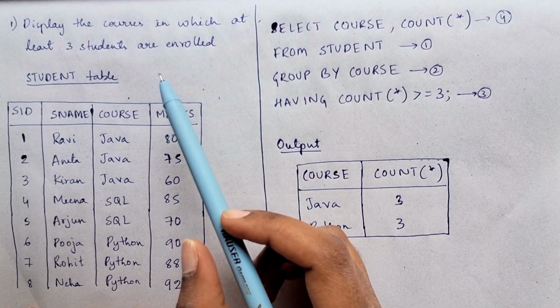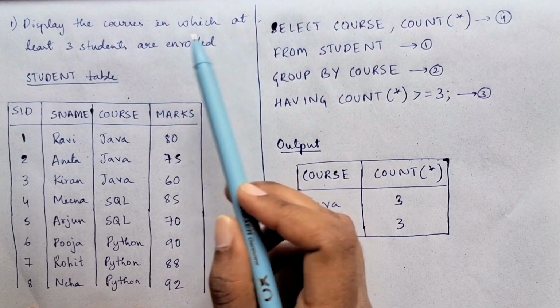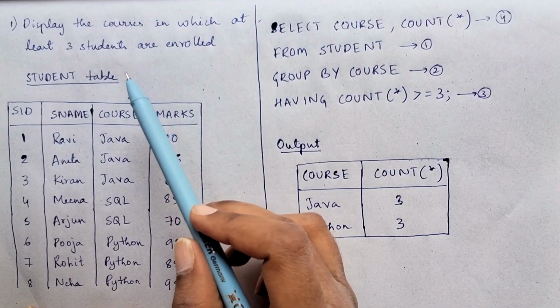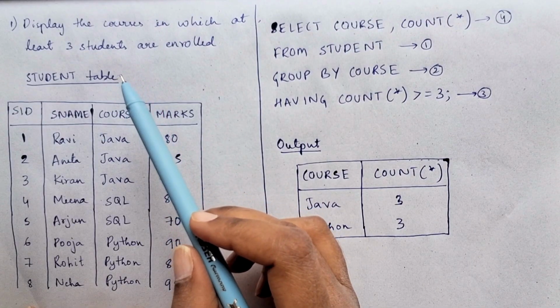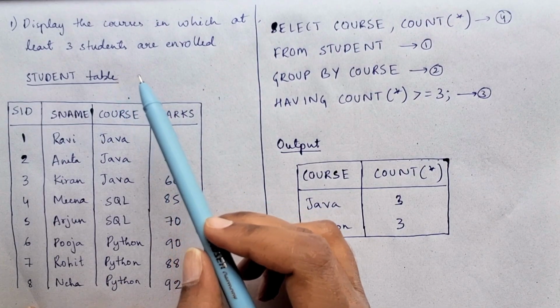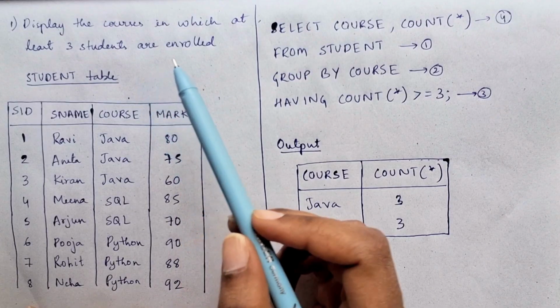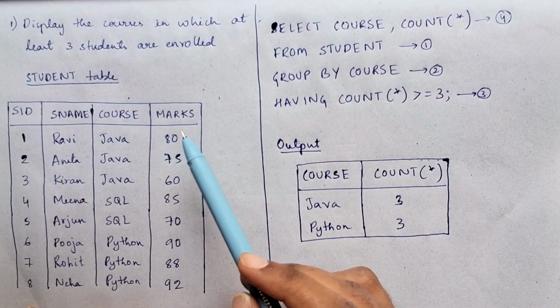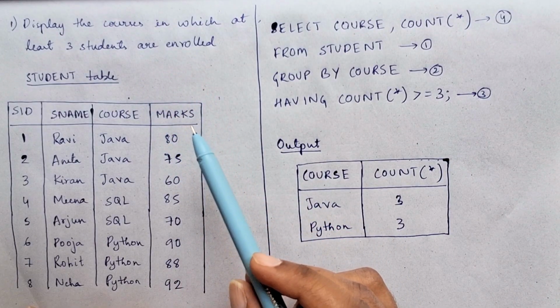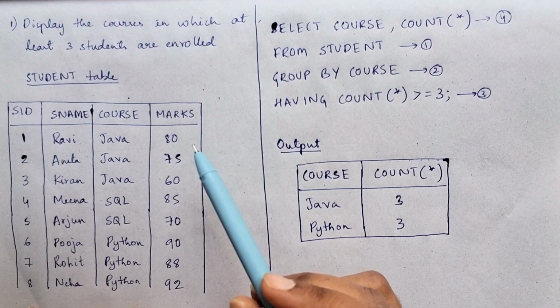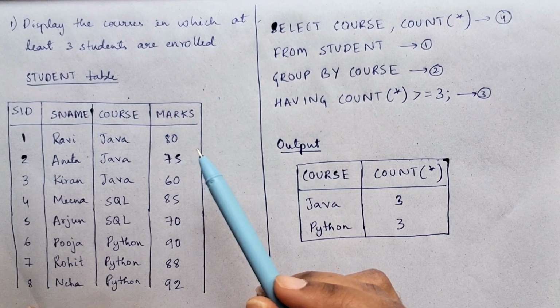Next, look at the keyword, guys. At least 3 students. It means we need to count how many students are there in each course. So, we must use an aggregate function which is count. Now the important point. Can we use where clause here, guys?